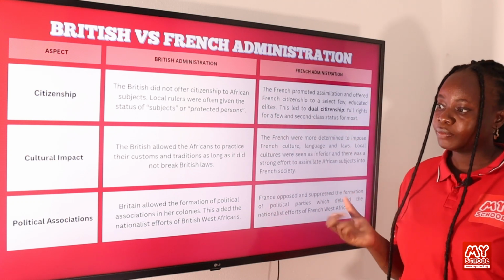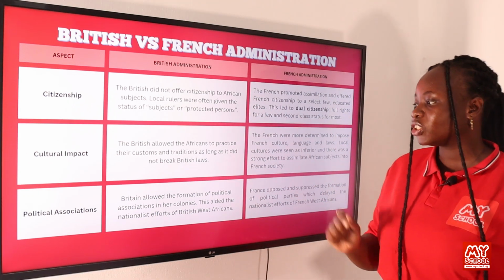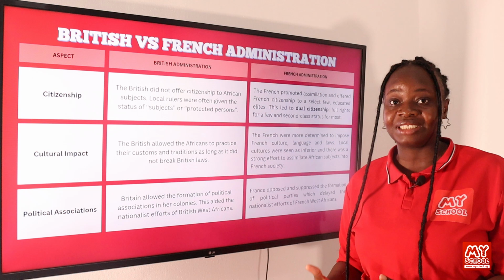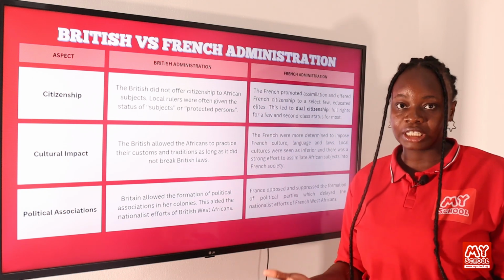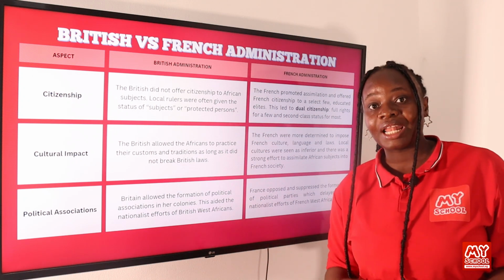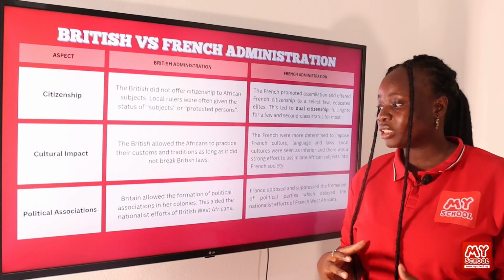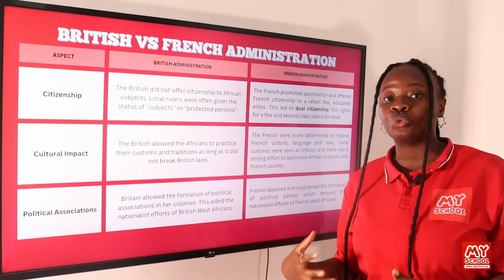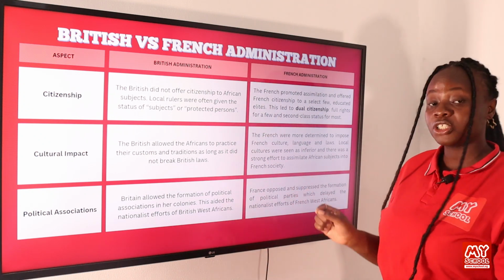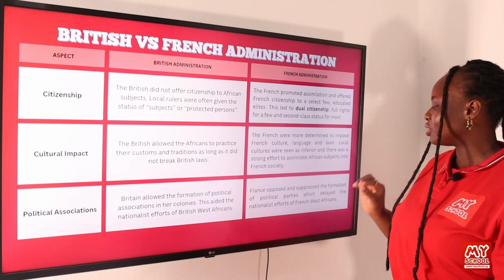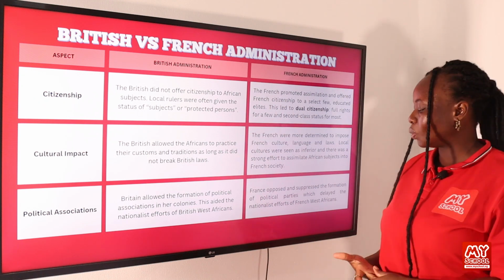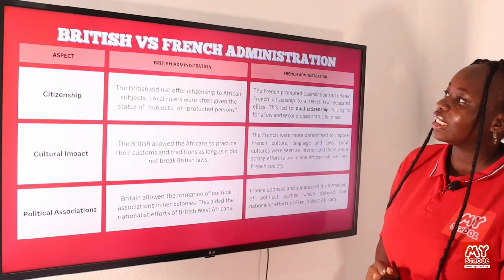Then in terms of political associations, the British allowed the formation of political associations in their colonies. So political parties were allowed to exist after 1922, when the Clifford Constitution was introduced and the elective principle was allowed. There was a form of freedom for the African people to express themselves within the British colonial administrative structure. But when it came to the French administrative structure, France opposed and suppressed the formation of political parties, which delayed the nationalist efforts of French West Africans. So now let's move on to the next slide.